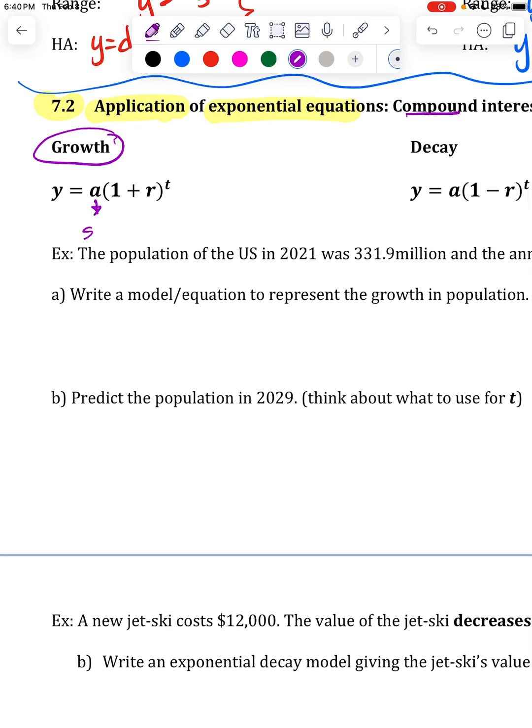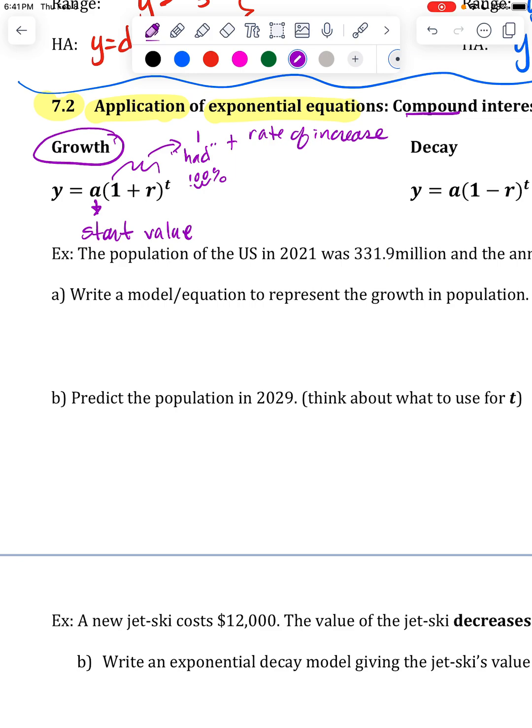This is still going to be my start value. How much did I have initially? 1 plus r is representing, the 1 is what you had, because it's basically representing 100% of what you started with. And when you move it over 2 decimal places, you get a 1. Then you're adding the rate of increase. And it's going to be increase in this situation because we're growth.